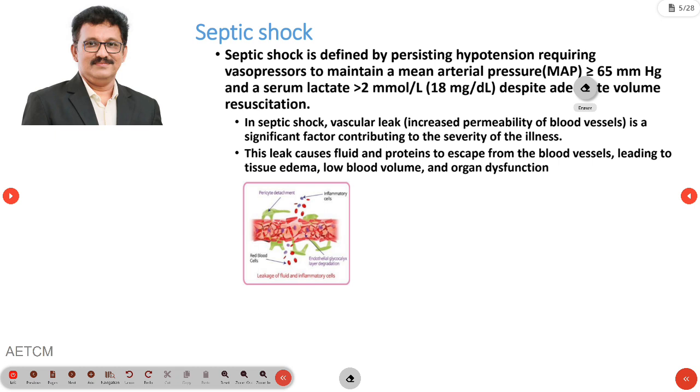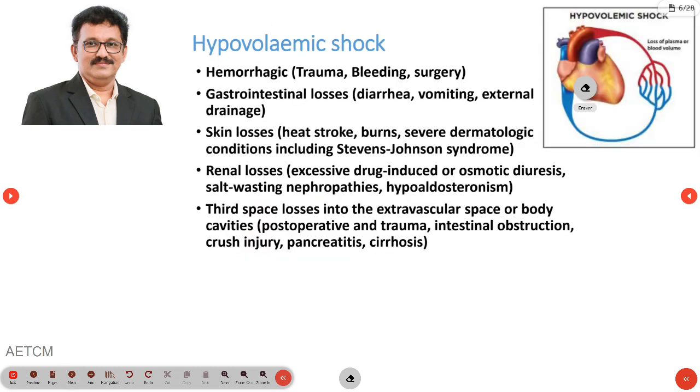In septic shock, vascular leak is a major problem. You can see in the blood vessels there will be leak, and because of the leak, the patient can have reduced volume in the intravascular compartment, and shock. This leak causes protein and fluid loss. Protein loss is very important because protein is required for the oncotic pressure in the blood vessel. So when the patient loses a large amount of volume and protein from the blood vessels, the patient can have shock. That is a major cause of septic shock.